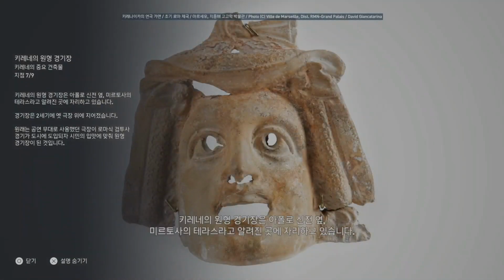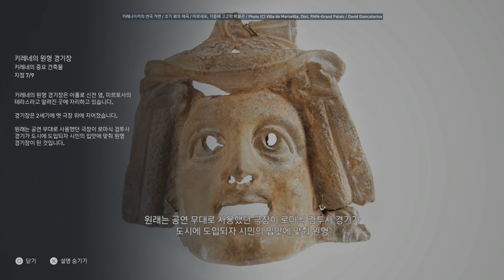The amphitheater of Cyrene is located on what is known as the Terrace of Myrtosa, next to the sanctuary of Apollo. It was built on top of the old theater in the 2nd century. Originally used as a stage, the theater became an amphitheater once the taste for Roman gladiatorial entertainment reached the city.